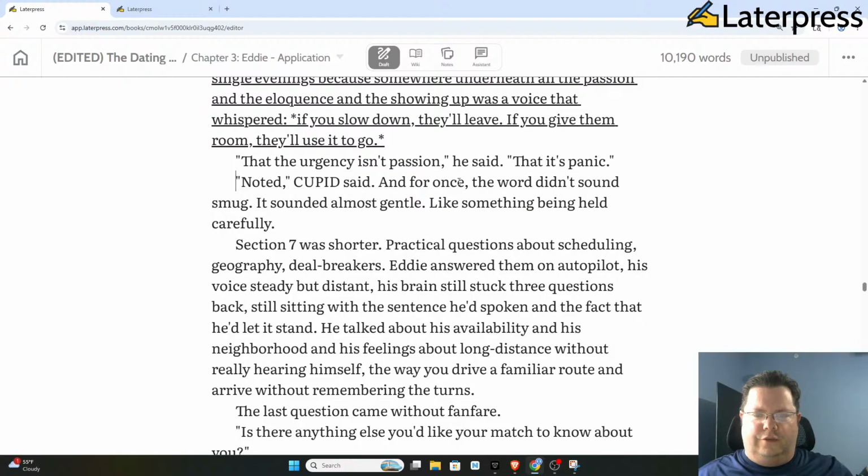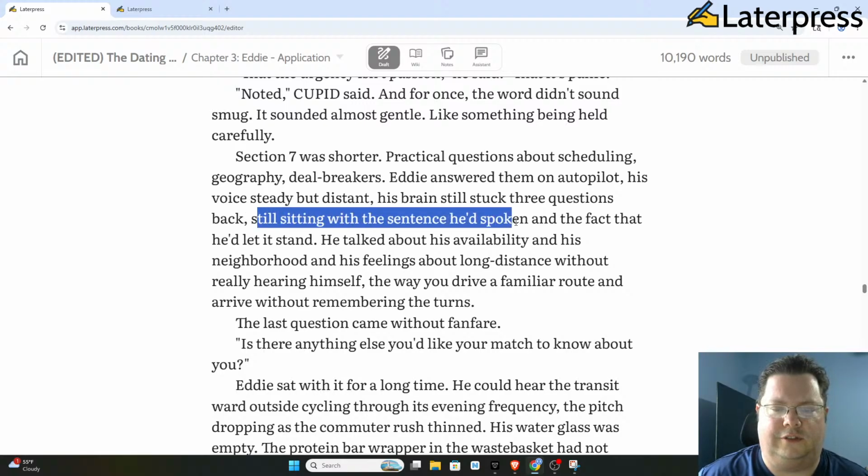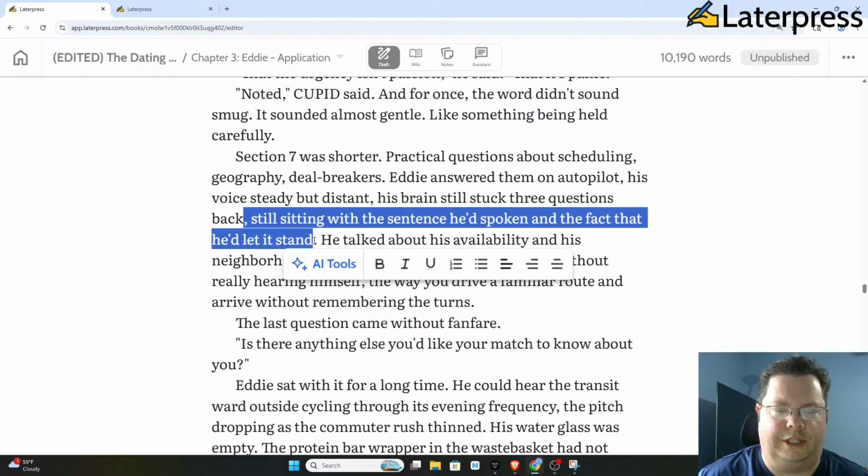Noted, Cupid said, and for once the word didn't sound smug. It sounded almost gentle, like something being held carefully. Section 7 was shorter. Practical questions about scheduling, geography, deal breakers. Eddie answered them on autopilot, his voice steady but distant, his brain still stuck 3 questions back, still sitting with the sentence he'd spoken and the fact that he'd let it stand. We can leave that at his brain still stuck 3 questions back.